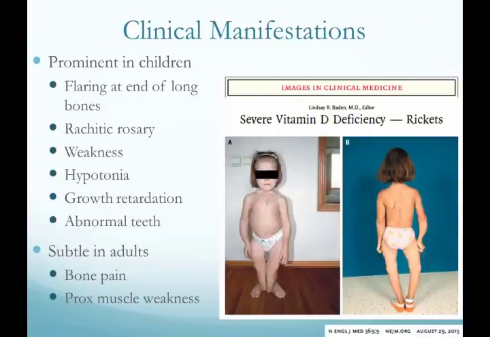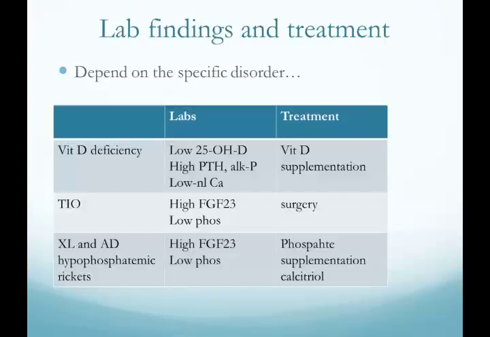This is a recent case report in New England Journal from 2 weeks ago. It's a girl that has biliary disease, so ended up having malabsorption of vitamin D. And you can see the manifestations are very drastic in children. In adults, it's not like that. It's just a little bit of bone pain and a little bit of muscle weakness.